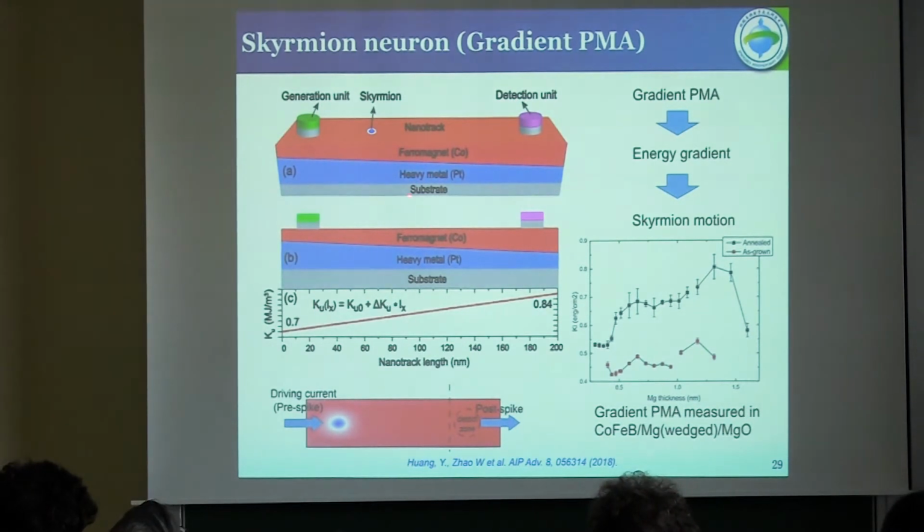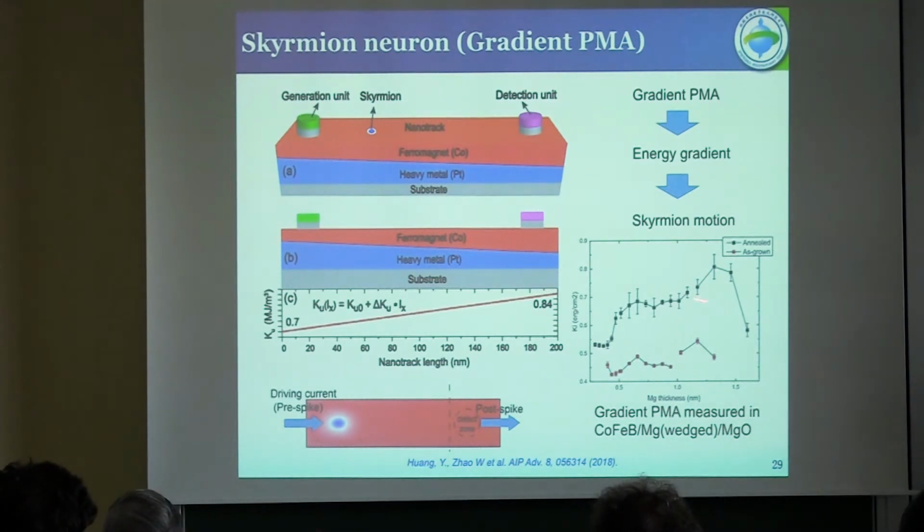By using a wedge system, with a variable ferromagnetic layer, we expect to get a linear perpendicular magnetic anisotropy. In this case, the Skyrmion can be moved automatically in this nanowire, because this wedge induces the change of interfacial PMA, and this PMA will drive the Skyrmion to move in this structure.